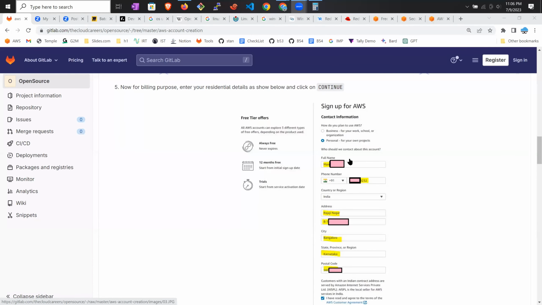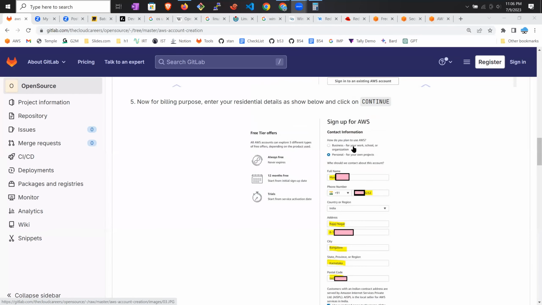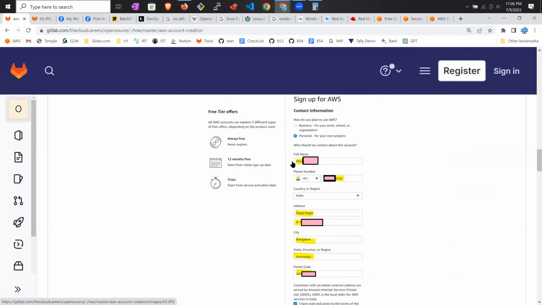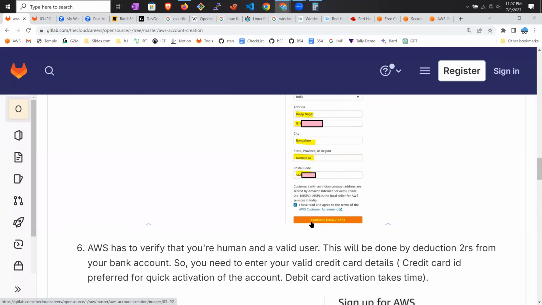Now it's going to ask whether you want to create this account for business purpose or personal purpose. Please ensure you select personal purpose, and then enter your full name. If you are from India, give +91 and enter your mobile number. If you are from the States, give +1 and your phone number. Then choose your country, give your home address where you're staying along with the pin code, and click on continue.